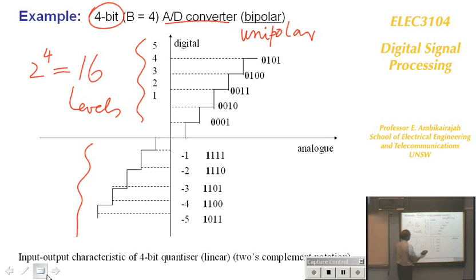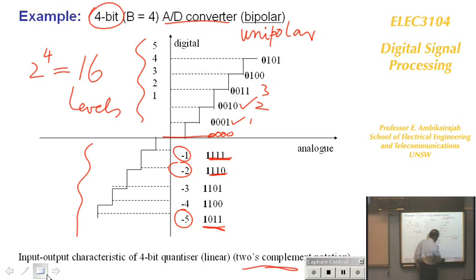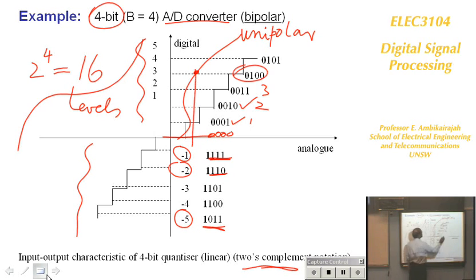Starting from 0, this level is called 0, 0, 0, 0, and then the first level is 0, 0, 0, 1. This is the first level, this is the second level, third level, and so on. And on the negative end, minus 1 is represented by that number, minus 2 by that number, and so on. This is represented using 2's complement arithmetic, which you have used in microprocessors, ELEC 2041. So if I have a signal moving there and I sample at that point, I get that value, which will be represented by 0, 1, 0, 0.